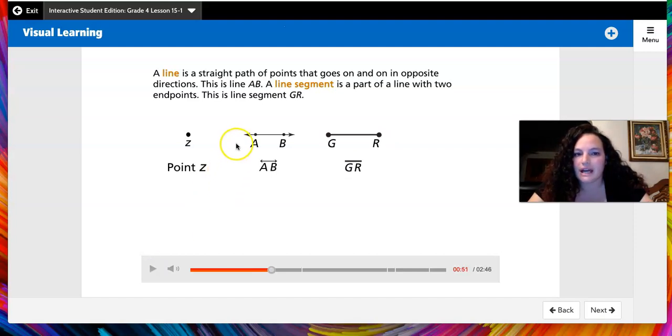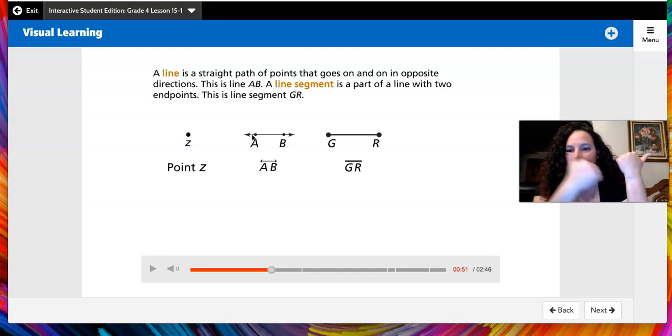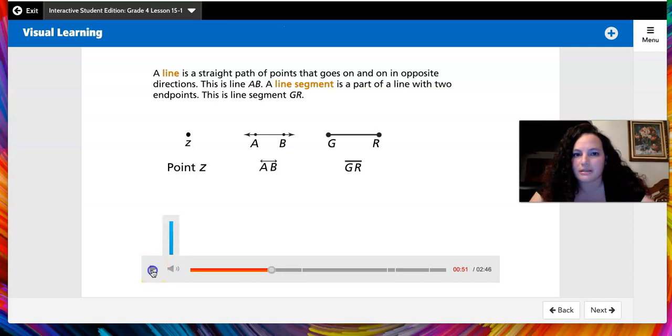And you can notice that this line AB is marked with arrows. That's because it's not a segment. It doesn't have a beginning and it doesn't have an end. It's going to go on forever in the left direction and forever in the right direction. GR does not have arrows. That's because it is a line segment. You can see it's marked by 2 points here. It has a definite beginning. It begins at G and it has a definite end. It ends at R. It's not going to go on any farther in either of those directions.